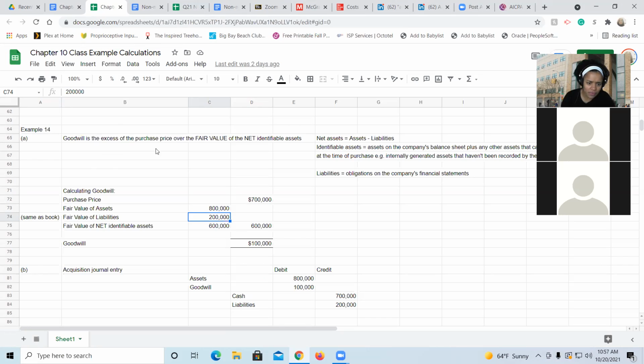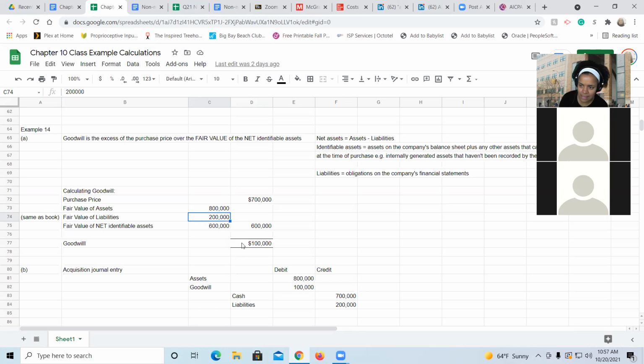And so we said, how do you calculate goodwill? It's the excess of the purchase price over the fair value of the net identifiable assets, which is assets minus liabilities. So 600,000 was the fair value of net identifiable assets. The purchase price minus what we actually got for buying the company, 600,000, the extra that we're paying, that 100,000 represents goodwill.